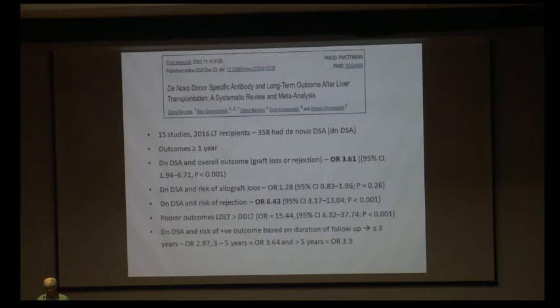Now something new is there, that is de novo donor specific antibodies. Those who did not have donor specific antibody before transplant, but developed it de novo. Multiple studies are there. I'm not going into detail. It's not related to immunophenotyping. I came across it, so I have just given it. What they have shown is that if a de novo donor specific antibody is there, there is a higher risk of rejection with an odds ratio of 6.43.